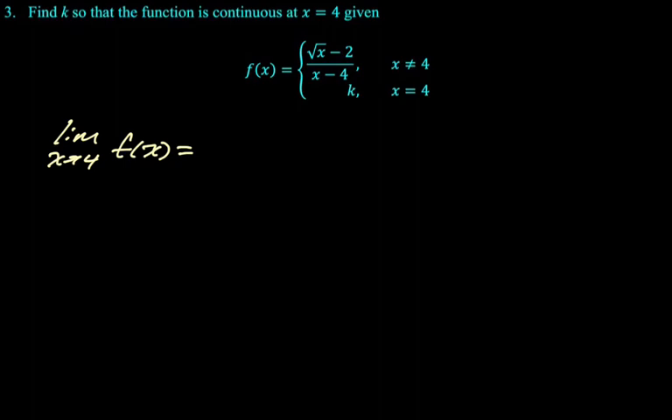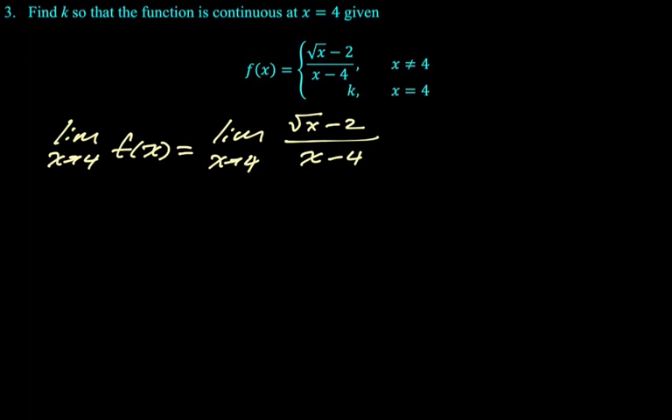If you're approaching 4, you use the part where you're not at 4. So that's going to be the limit as x approaches 4 of the square root of x minus 2 all over x minus 4. You can either rationalize the numerator, but my preference is to factor the denominator. It doesn't make a difference as long as you do it correctly.